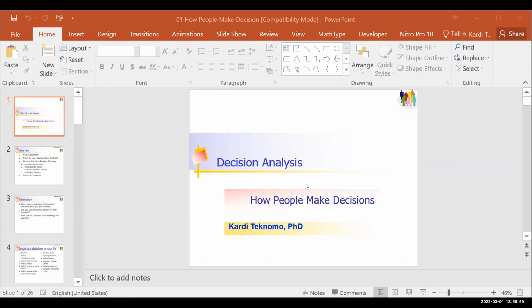Tell me if this is too slow. I can make it faster and go a little more advanced, but I don't know what your need is, so you need to tell me. Okay, let's go to decision analysis today. This is the beginning, so you can follow this slide in Lantera.